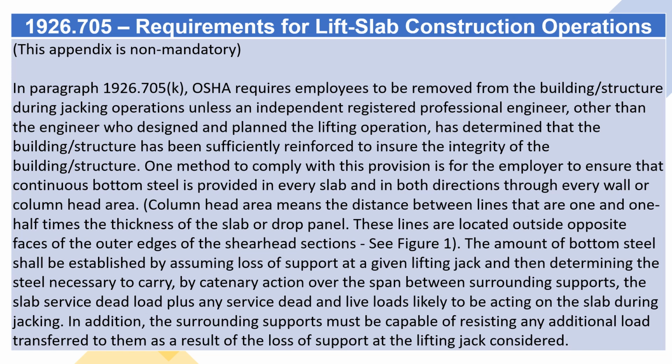Column head area means the distance between lines that are 1 1/2 times the thickness of the slab or drop panel. These lines are located outside opposite faces of the outer edges of the shear head sections, see Figure 1. The amount of bottom steel shall be established by assuming loss of support at a given lifting jack and then determining the steel necessary to carry, by catenary action over the span between surrounding supports, the slab service dead load plus any service dead and live loads likely to be acting on the slab during jacking. In addition, the surrounding supports must be capable of resisting any additional load transferred to them as a result of the loss of support at the lifting jack considered.